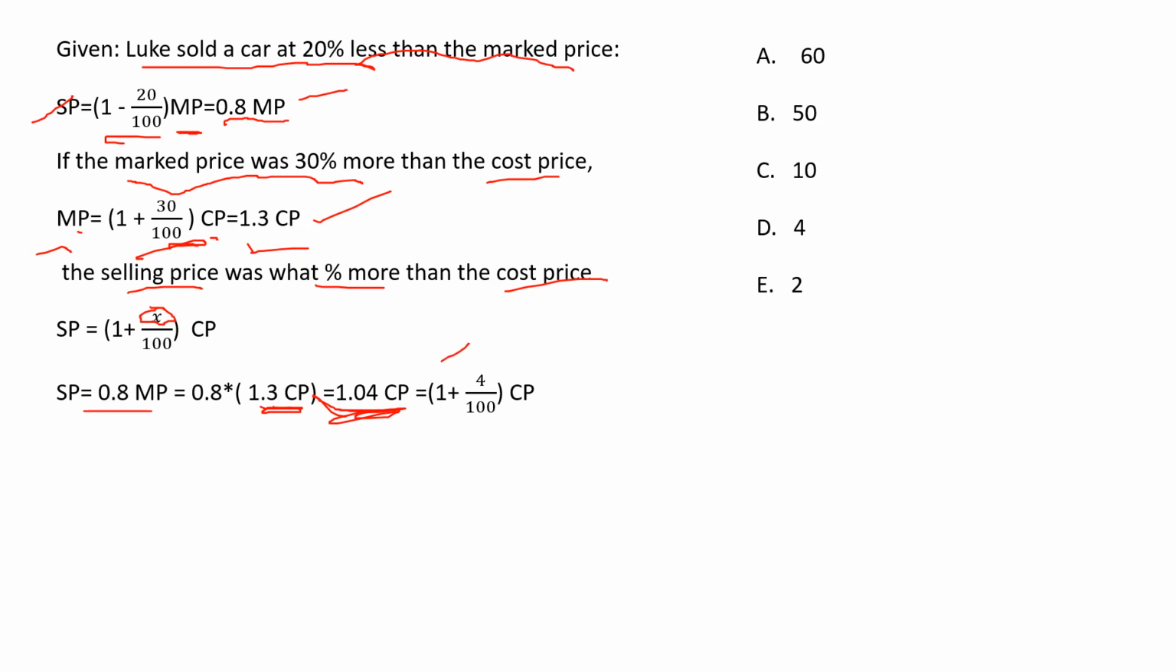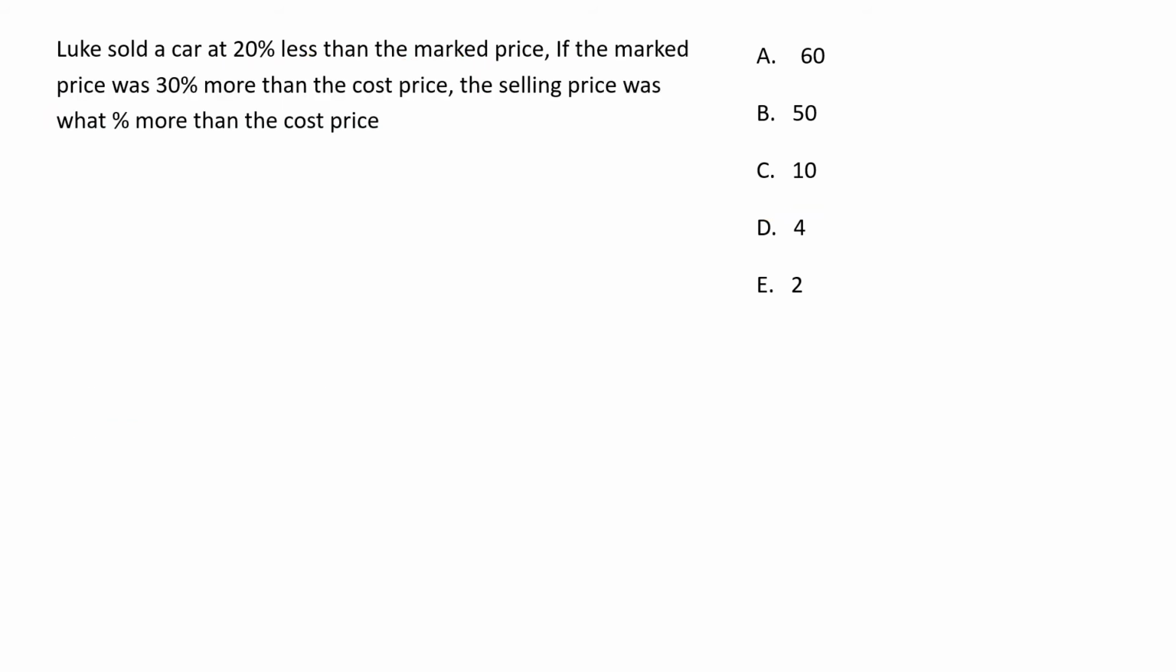1.04 can be written as 1 plus 4 by 100, right? So that gives us the answer as 4%. Selling price is 4% higher than the cost price. Answer is option D. Okay, so how do you solve it quickly? That is a 99 percentile way.